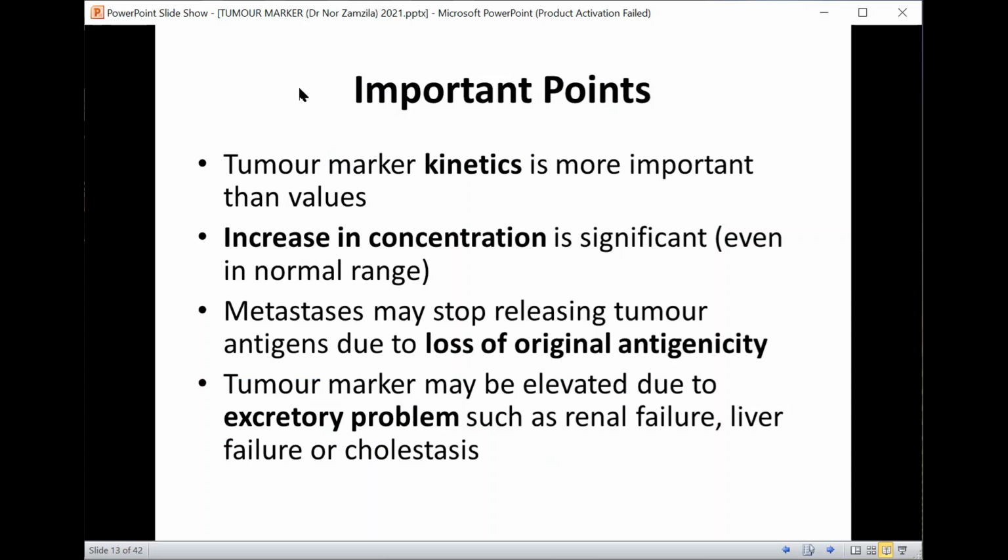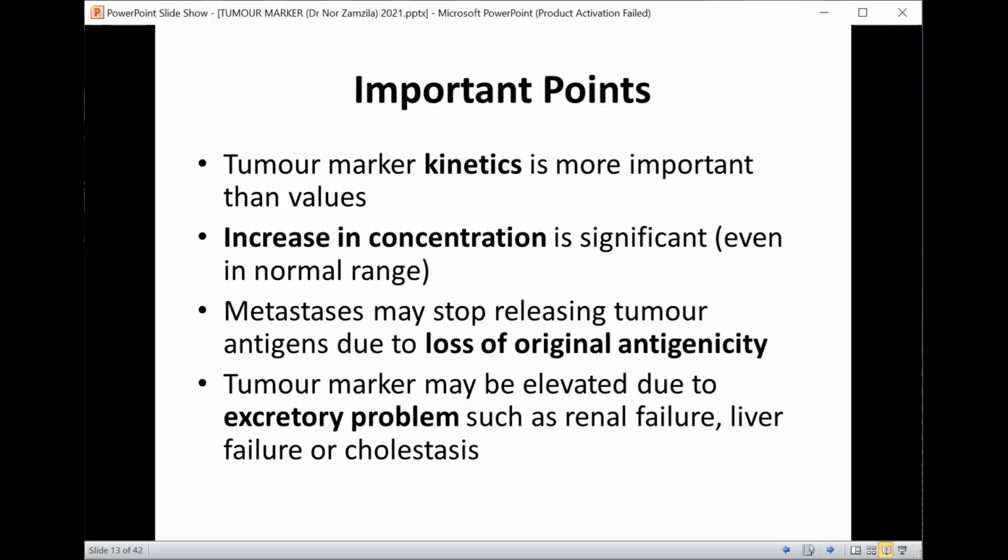So increase in concentration is significant even though it is in normal range. Yes. So if you measure the tumor marker, it is still within normal range, but if you look serially, there is increasing trend. So this will give you a clue that something wrong might happen. So you have to be more alert when there is increasing concentration, even though it is still in normal range.